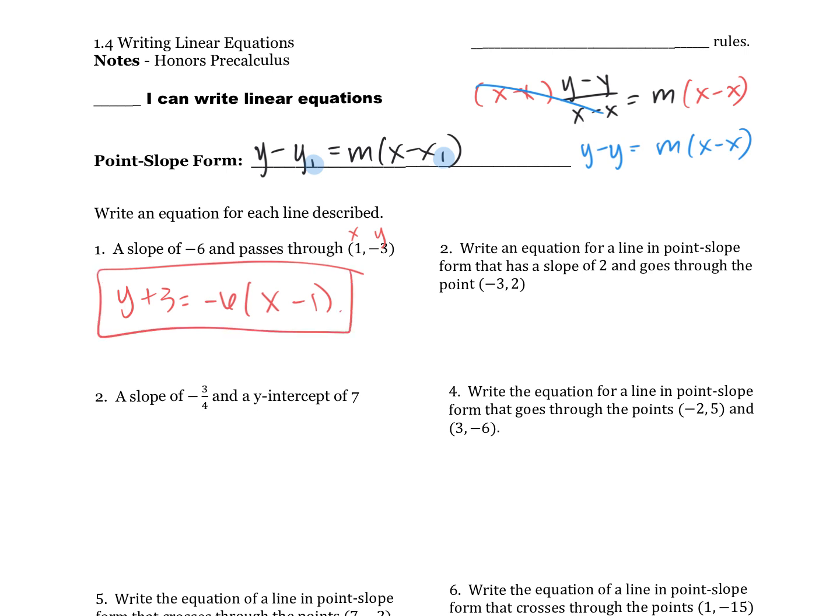Let's go try number 2. Slope of 2 goes through this point. So it'd be y minus, what's my y coordinate? 2 equals, what's my slope? 2 times x minus negative 3 would be just the same as x plus 3. Done. That's all you got to do, guys. That's all you got to do.